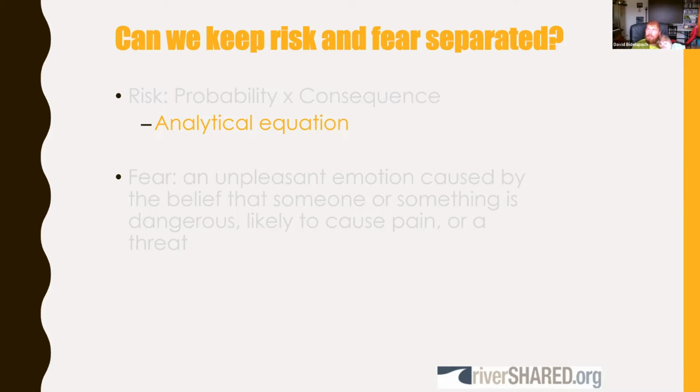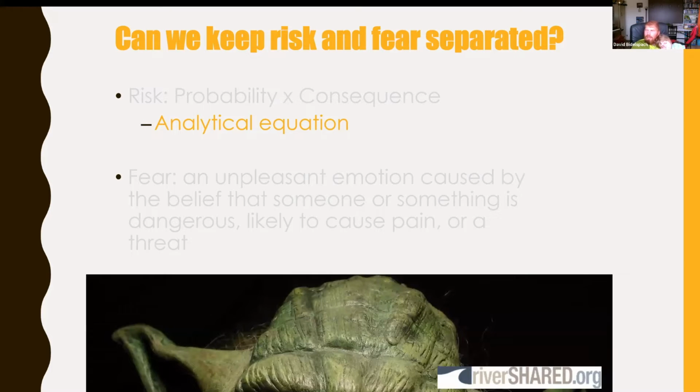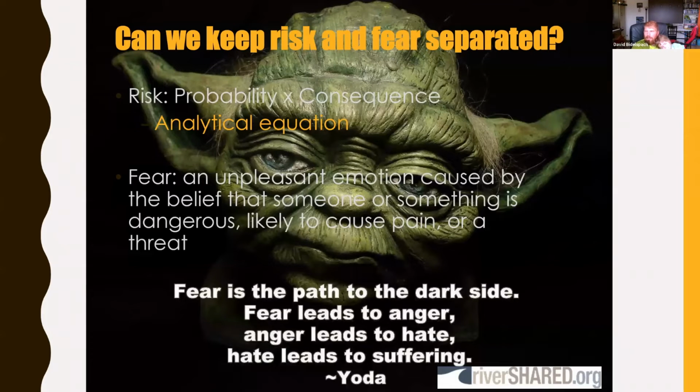Well, if I want to eat food that's super cheap and it's going to cause me heartburn and indigestion, that occurrence has a certain probability, and the consequence is that I'm feeling uncomfortable. So I have a risk associated with that that's an analytical equation, and then I have a fear associated with it that is just, hey, I have this unpleasant emotion. I could get heartburn if I don't eat right. Yoda had said fear is the path to the dark side. Fear leads to anger. Anger leads to hate. Hate leads to suffering.